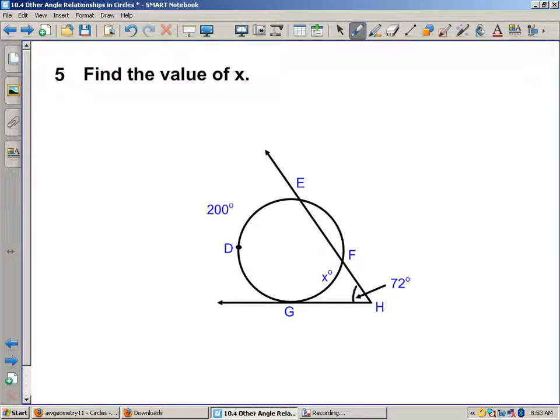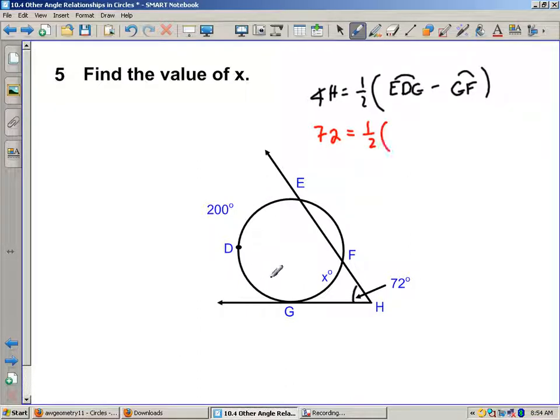So we have to remember our property. We're going to say angle H needs to equal 1/2 the difference of arc EDG, the bigger arc, minus the smaller arc GF. And so that's our property. So now I just plug in what I know. I know this angle is 72. I plug in 1/2. I know the arc out here is 200, and GF is what I'm trying to find, so I'm going to call that x.